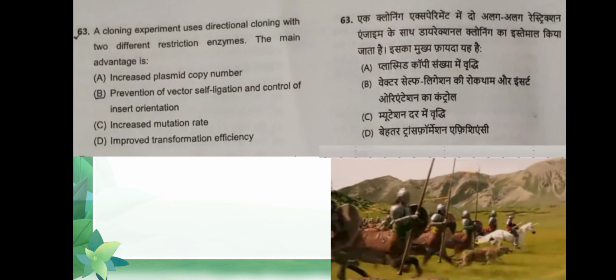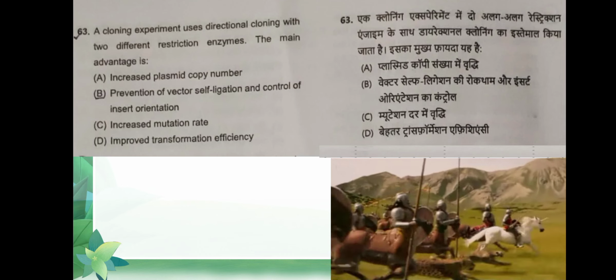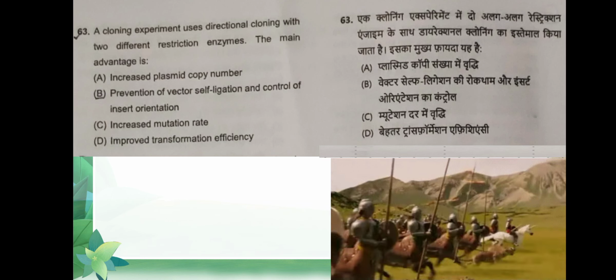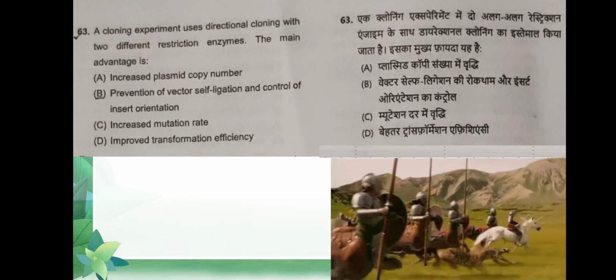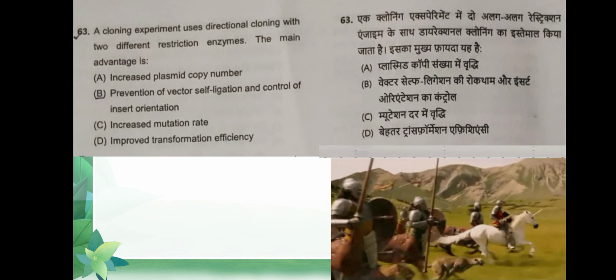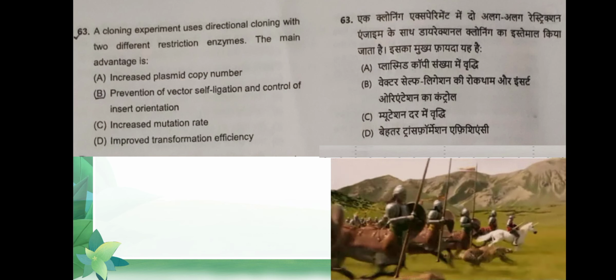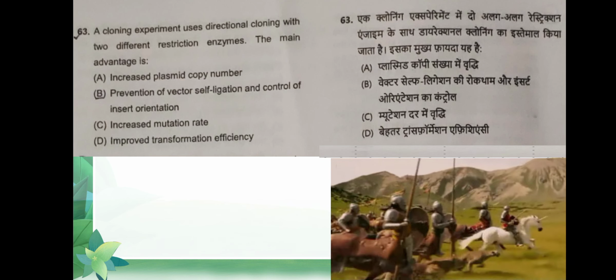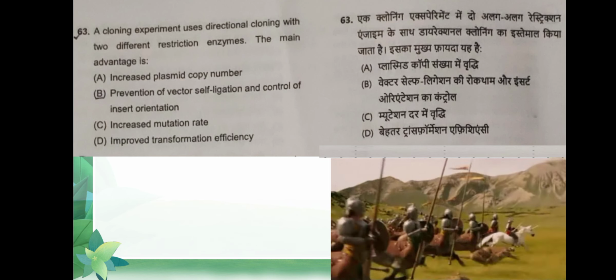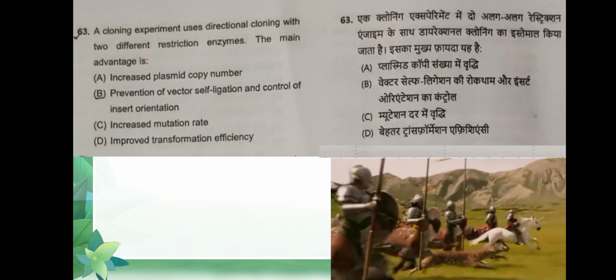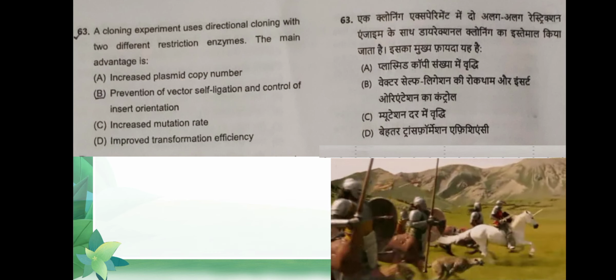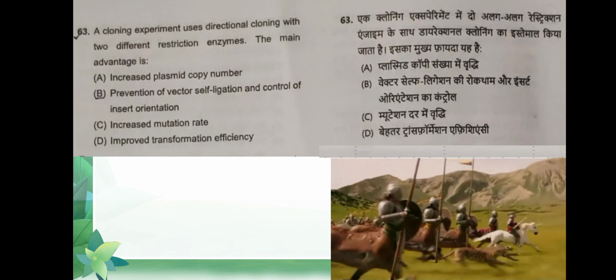The question is: a cloning experiment uses directional cloning with two different restriction enzymes. The main advantage is: increased plasmid copy number, prevention of vector self-ligation and control of insert orientation, increased mutation rate, and improved transformation efficiency.